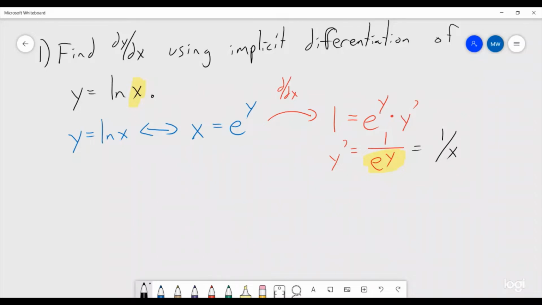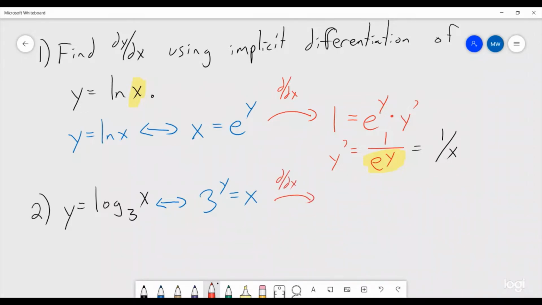So let's do the same sort of thing, but where y equals log base 3 of x. Go ahead, pause the video and try and do this one on your own. Okay, so what we can do is we can say that this is the same thing as 3 to the y equals x, which when we take the derivative of this is going to be what?